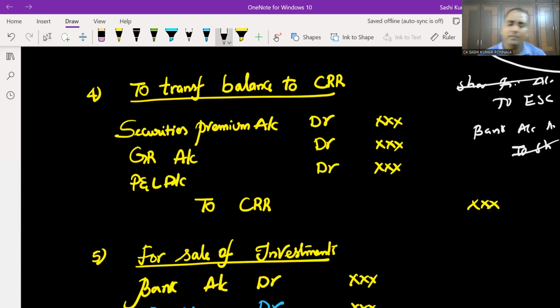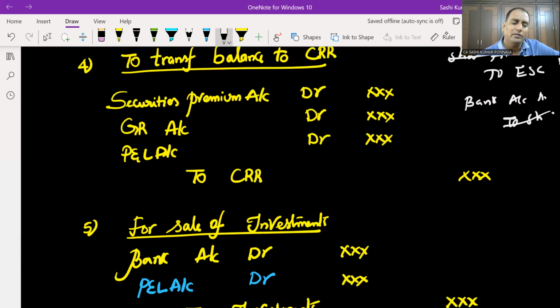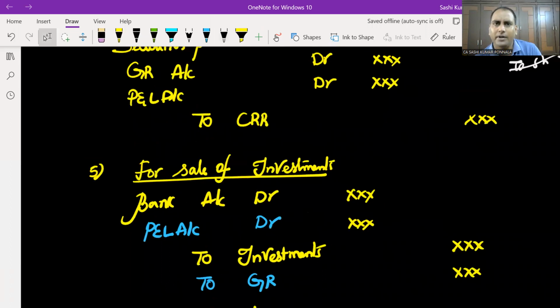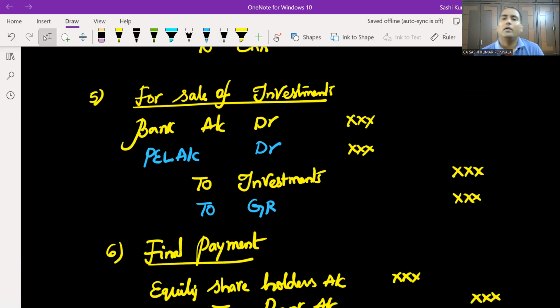So to transfer the balance to CRR, I told you an amount equal to nominal value of securities bought back should be appropriated from the free reserves to a separate account called CRR. Securities premium, general reserve, P&L account. If balance is not sufficient, workman's compensation reserve, dividend equalization reserve, realized capital gain account, all those accounts are debited and the balance will be transferred to CRR.